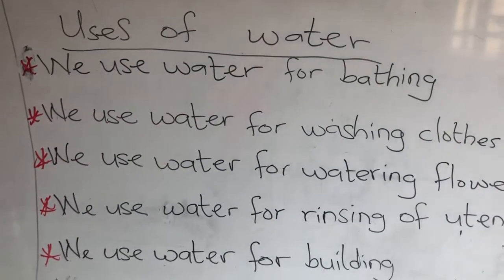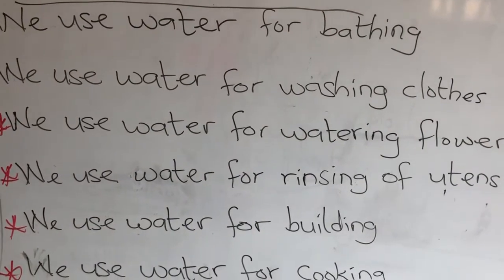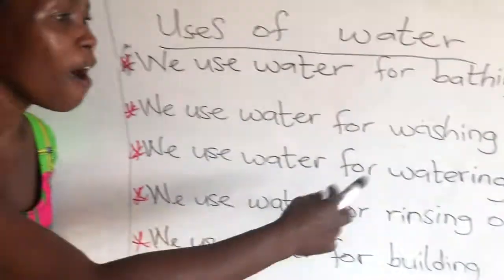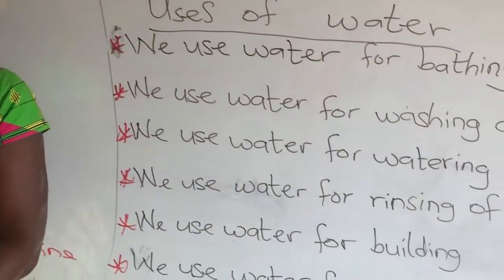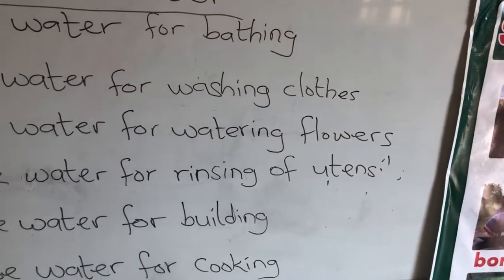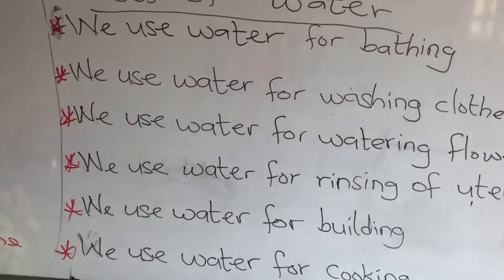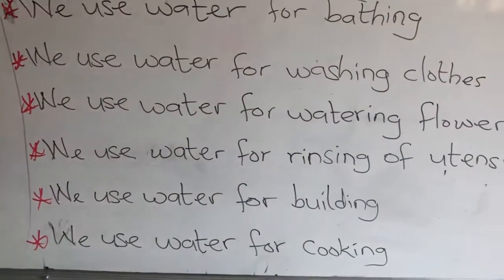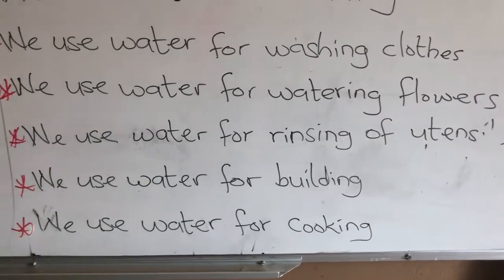What else do we use water for? When mommy wants to wash your clothes, is it only the soap that she uses? No, she uses water. So we use water for washing clothes. Alright, those who have flowers in their various houses, how will the flowers grow unless you water them? So we use water for watering flowers. For our plants, we use water to water them.